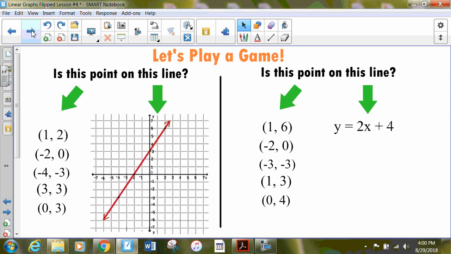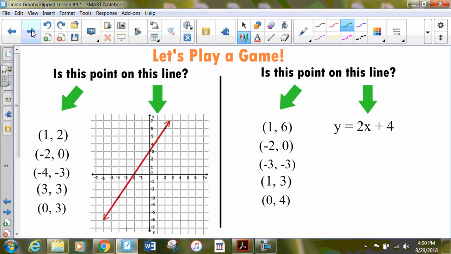And so in addition to reviewing, I wanted to do a different type of review and kind of make it a game. You know, I'm always saying it's a game. So let's play a game. Is this point on this line? I know because we're graphing points and doing slope at the same time, our brain gets confused because slope is rise over run, and yet when we graph a point, we're doing the x first and then the y. So let's see, is the point 1, 2 on this line?